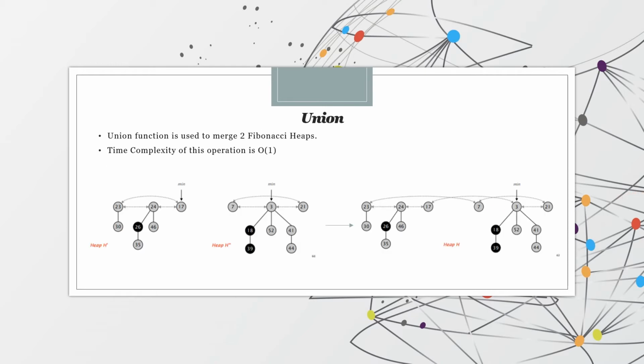Next, we'll talk about the union function. The main purpose of the union function is to merge two Fibonacci heaps. The time complexity of this operation is also big O of 1. As you can see here, we are merging two heaps, that is heap H dash and heap H double dash. At the end of the union operation, this is the result which we get.